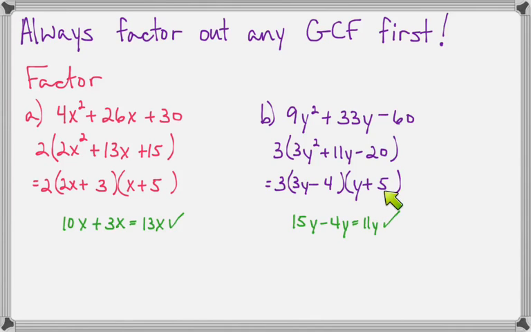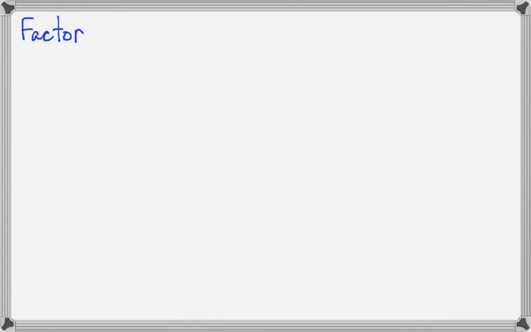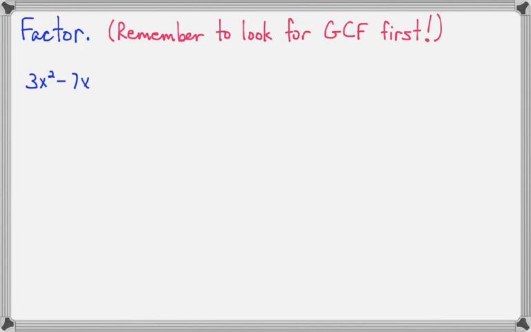Okay, we got lucky this time. Outer times outer is 15y. Inner times inner is minus 4y. Together those add up to 11y, which is what we wanted, so this factoring is correct. So now we're just going to do several examples together, and we always want to remember to look for the common factor first. And really, practice is the essential ingredient on these problems. Nobody is going to get really good at this without a whole lot of practice and trial and error.